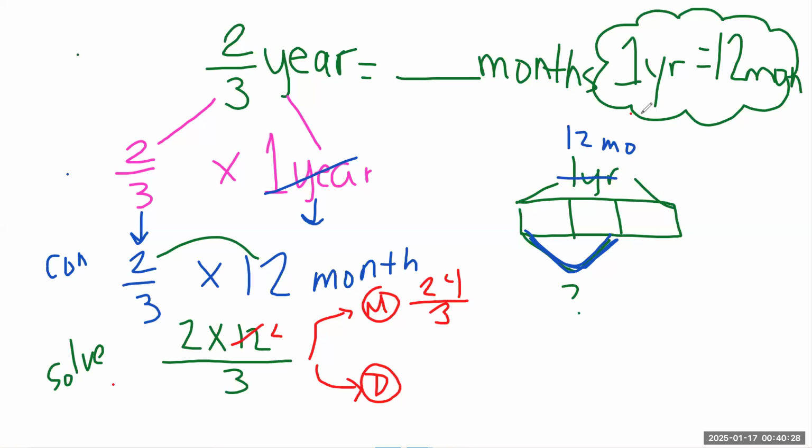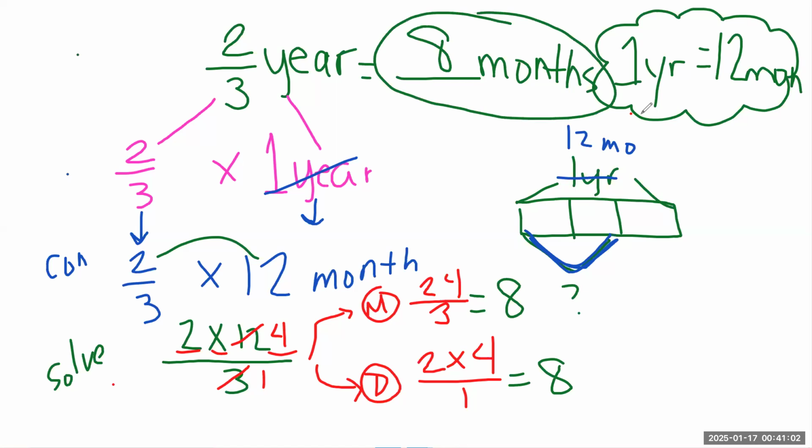12 divided by 3 is 4 wholes. 3 divided by 3 is 1. Okay, so that means I have 2 times what? 4 over 1. So that 1 is gone. I don't need it anymore. I'm going to ignore it, and I'm going to get my answer. Here we go. 24 divided by 3 is 8. 2 times 4 is 8. How old's that baby? 8 months.